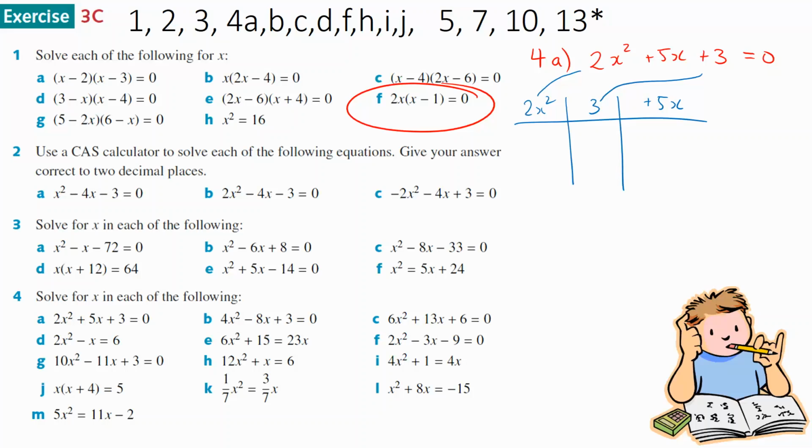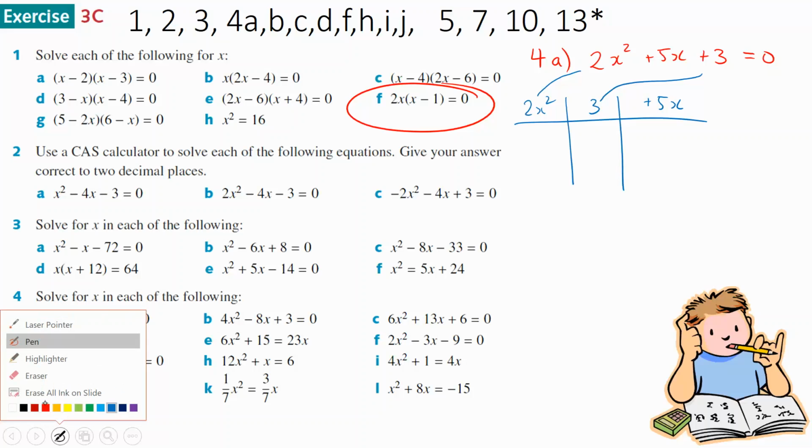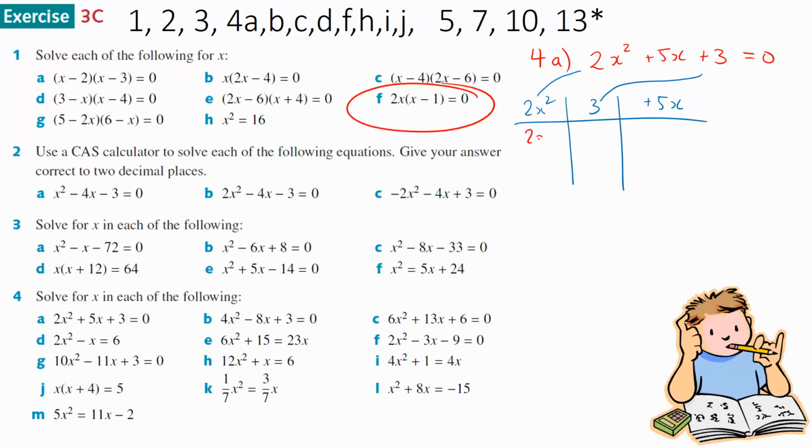What do I have? 2x squared. Good. I've got 2x and I've got 1x, because factors of 2 are 1 and 2. Now I know that 2x times 1x gives me 2x squared. That's fantastic. What are my factors of 3? Can I please have, let's go with Anna. What's factors of 3?